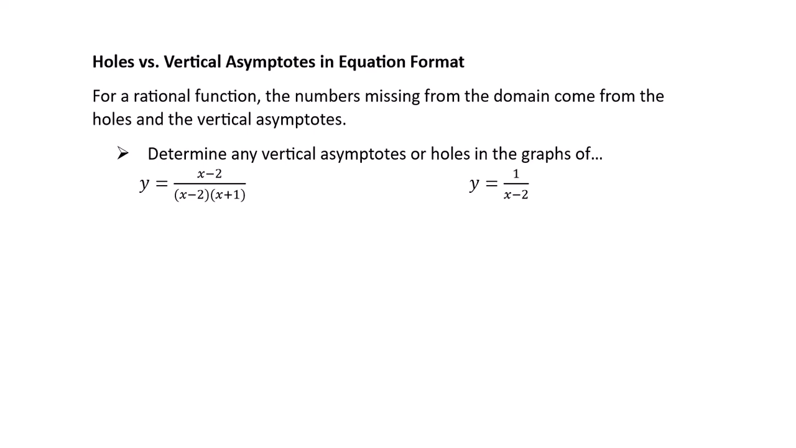Now let's look at how this appears in equation format, this whole idea of holes or vertical asymptotes. For a rational function, the numbers missing from the domain come from the holes and the vertical asymptotes. Determine any vertical asymptotes or holes in the graphs of, we have this first function, it's already factored for us. We can see that the numbers -1 and 2 would have to be excluded from the domain.